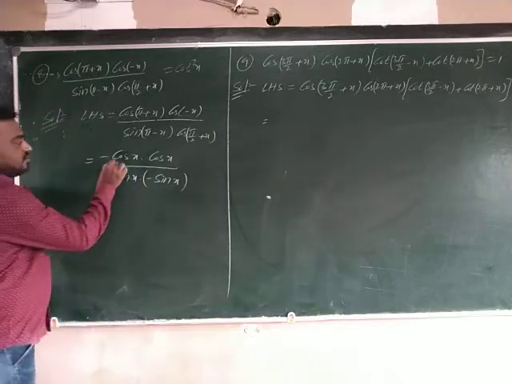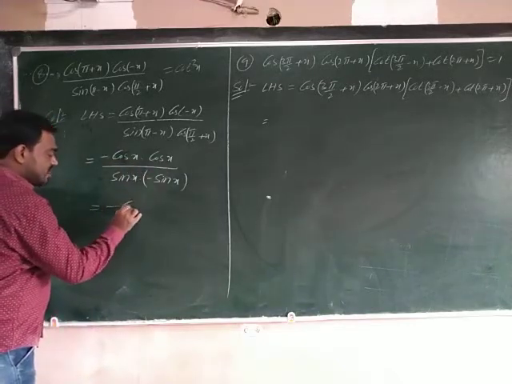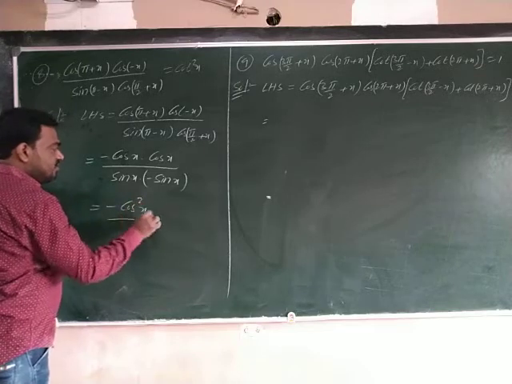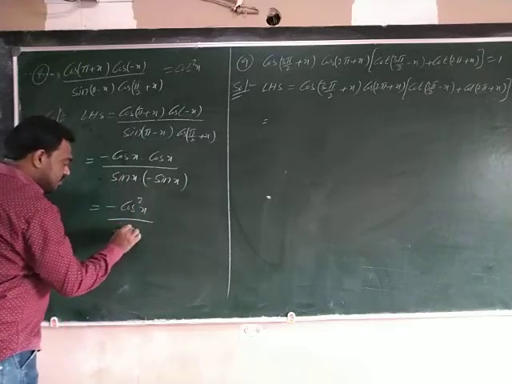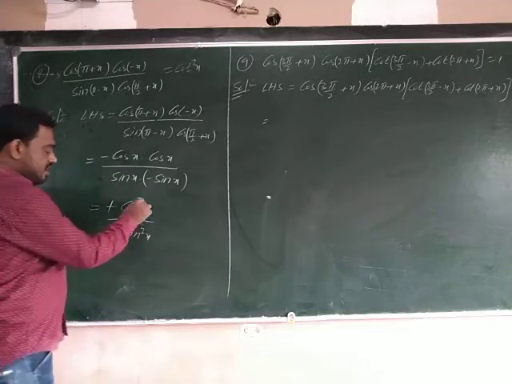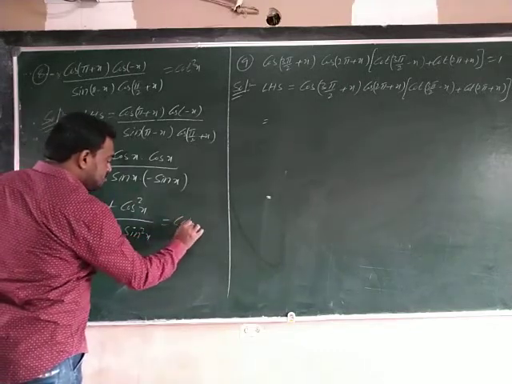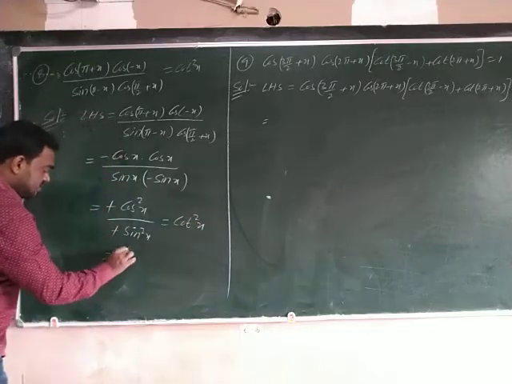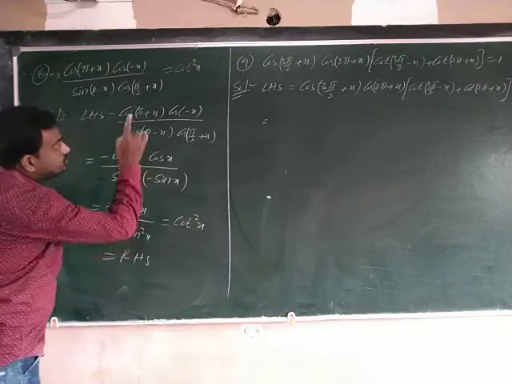So this is equal to minus cos x into cos x, so minus cos square x, over sin x into minus sin x, so minus sin square x. Here the minus signs cancel. Cos square by sin square is equal to cot square x. So this is our RHS.